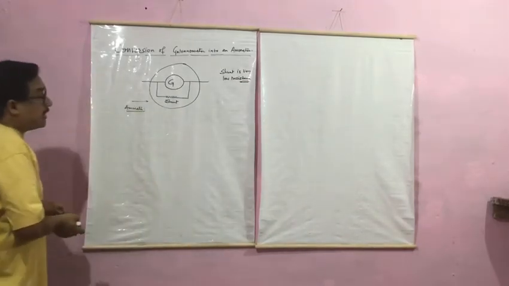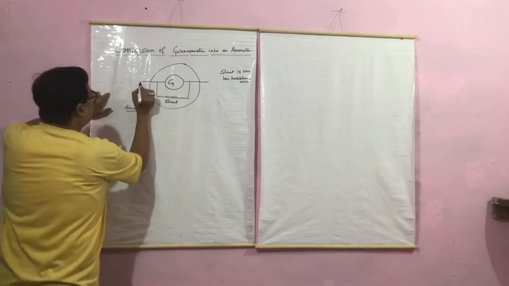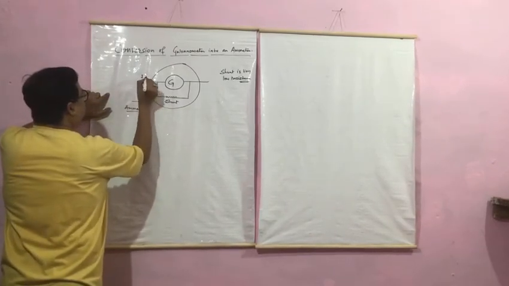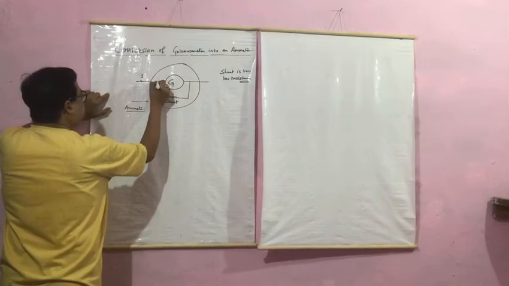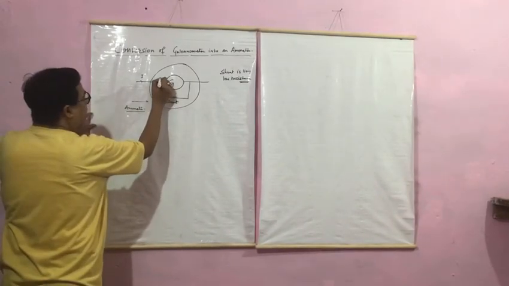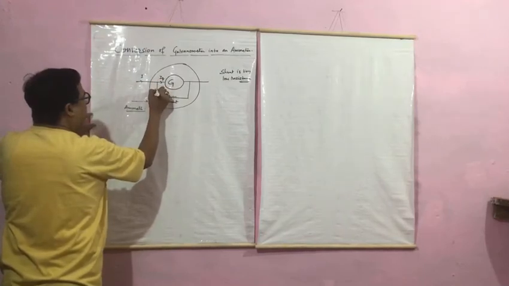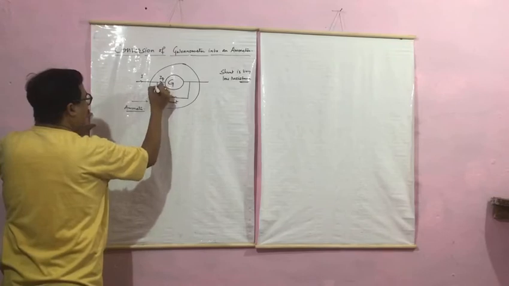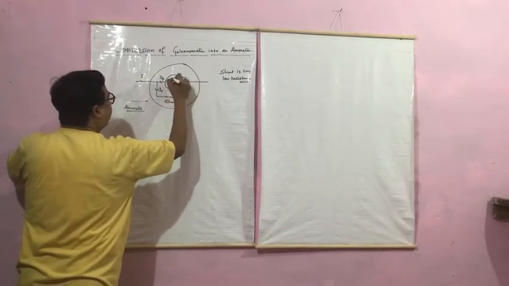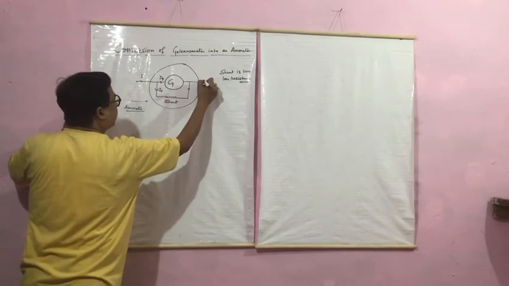Then what actually is happening? If some current I comes, then at this point this I is divided into two parts. A portion Ig goes through the galvanometer and Is goes through the shunt. And again the current comes this way, and finally Ig and Is mix and we get I.